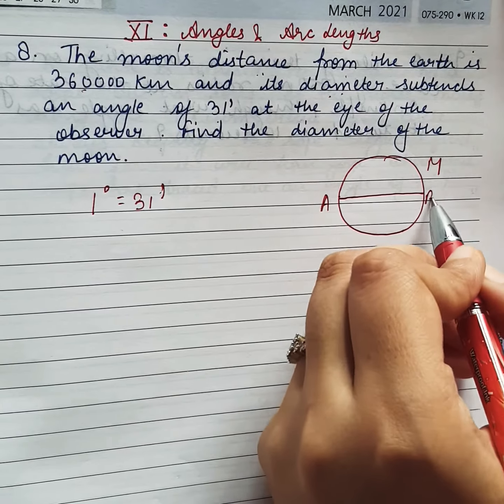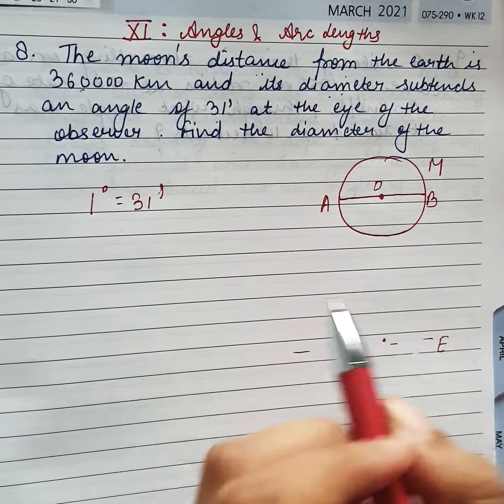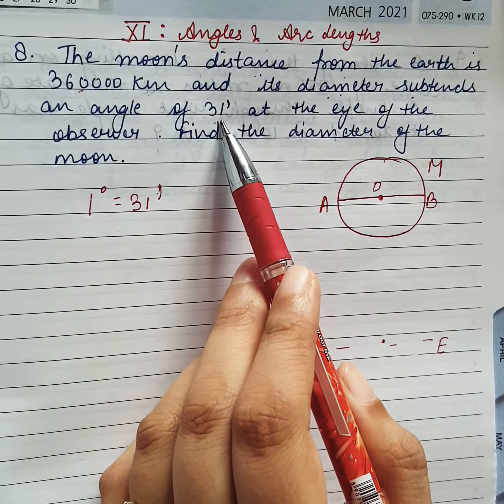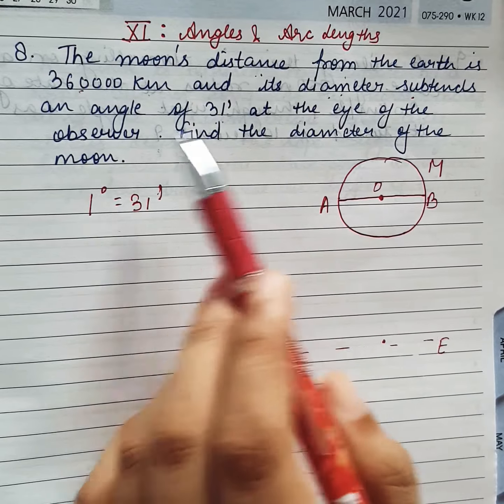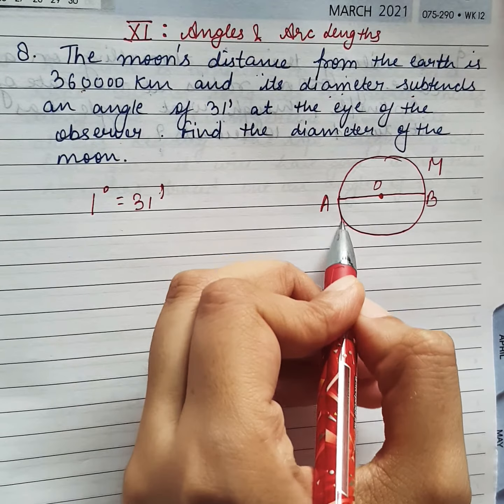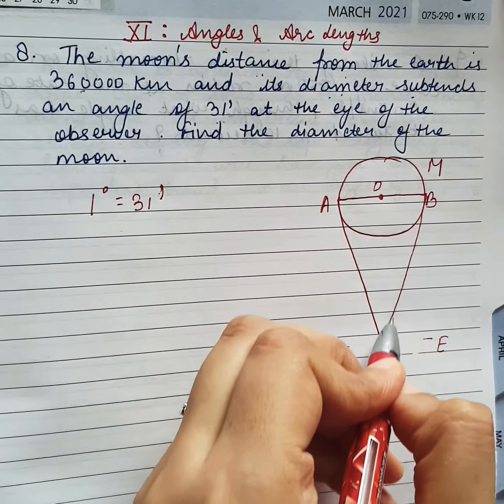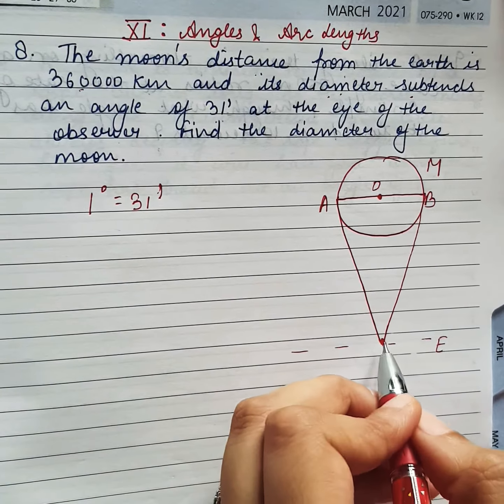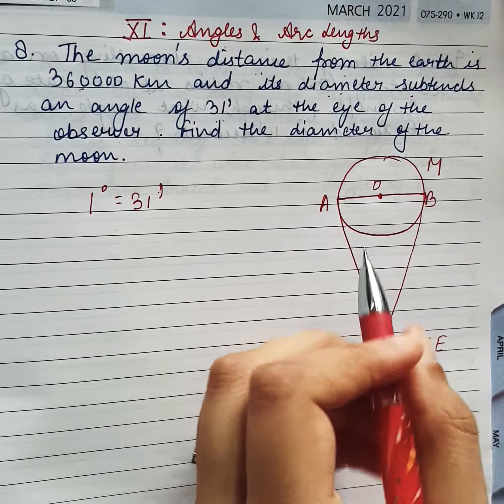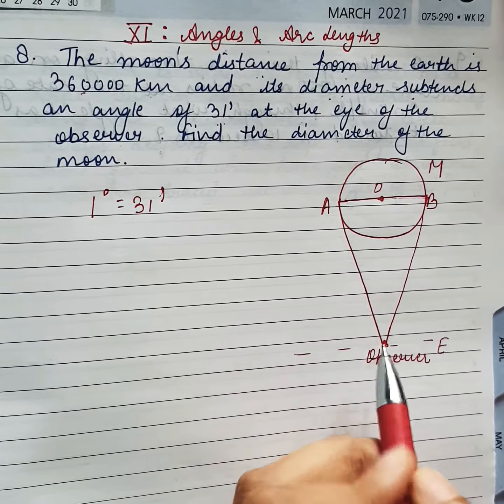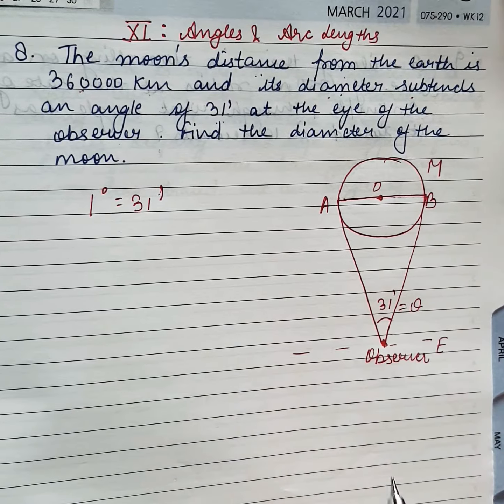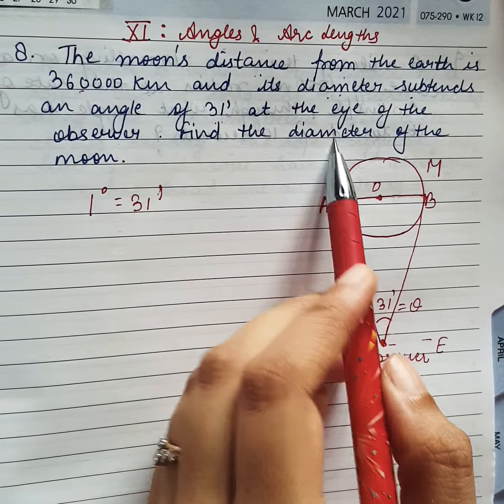Let us name it AB with center O. The diameter subtends an angle of 31 minutes at the eye of the observer. The observer will not be on the moon. The observer will be on earth, and this is how the diagram will go. Here the observer is standing and the angle subtended by the diameter to the observer is 31 minutes. So this is theta given here. Find the diameter of the moon.